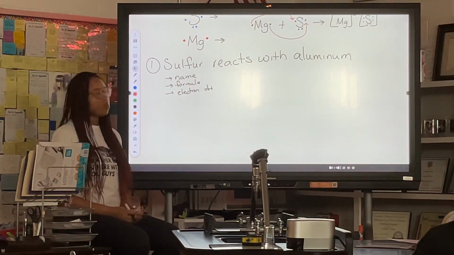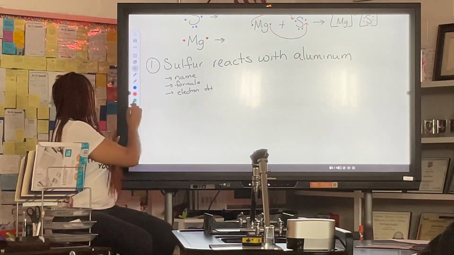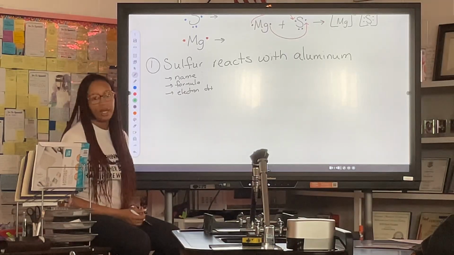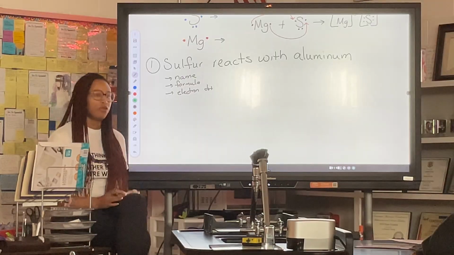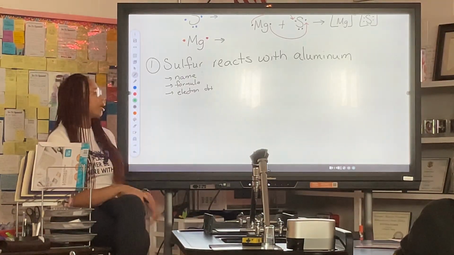When I name this, what goes first? The metal. So what is the metal? Aluminum. And sulfur is a nonmetal. So what type of bond is going to be formed? Metallic, ionic, or covalent? It's going to be an ionic one.